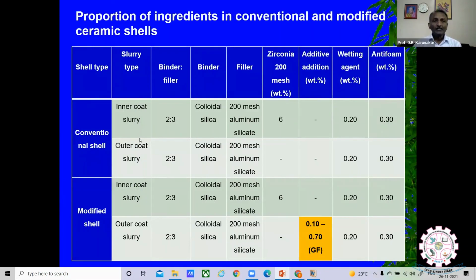In the case of the conventional slurry, these are the ingredients. You see, this is the binder. And in the modified slurry, we have used the additive, nylon glass fibers, 0.1 to 0.7% by weight. GF means glass fibers, you see.